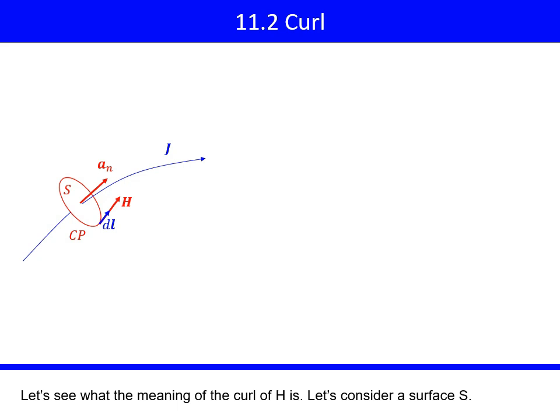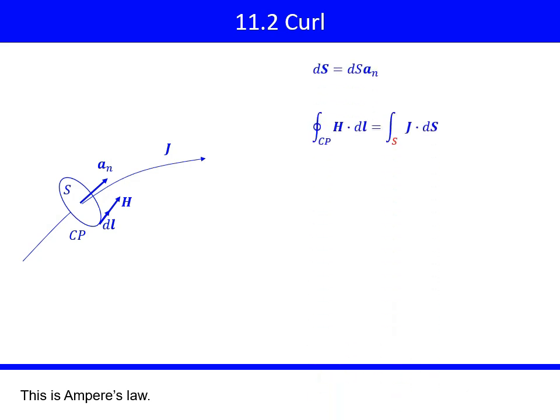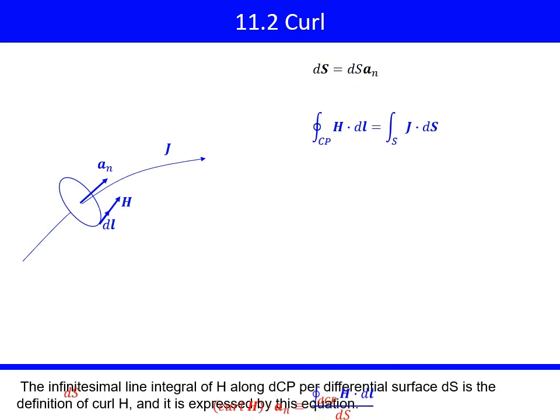Let's see what the meaning of the curl of H is. Let's consider a surface S. This is Ampere's law. The infinitesimal line integral of H along dCp per differential surface ds is the definition of curl H, and it is expressed by this equation.